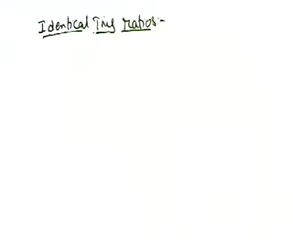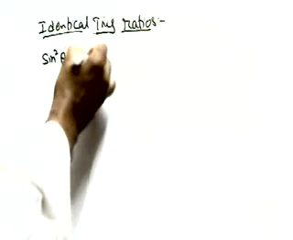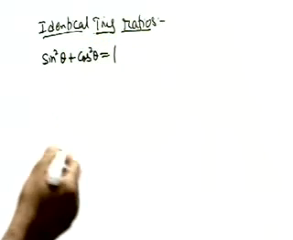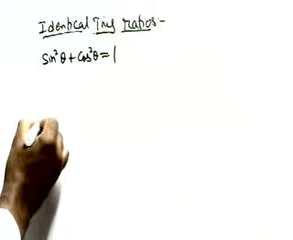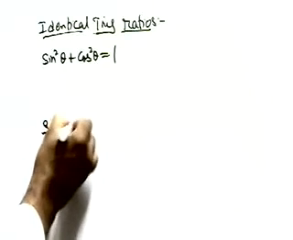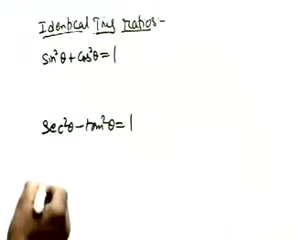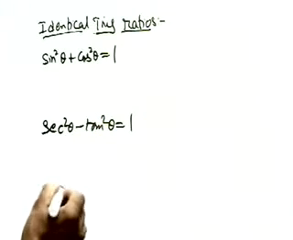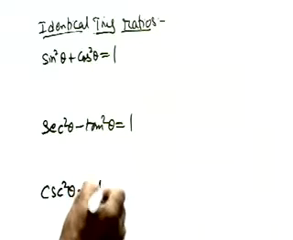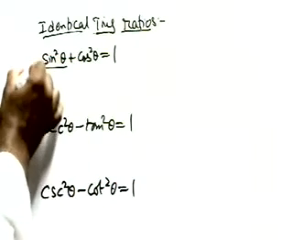Now there are a few formulas we call trigonometric identities. Suppose we have sine square theta plus cos square theta, its value is 1. In the same way, secant square theta minus tan square theta equals 1. One more is cosec square theta minus cot square theta equals 1.